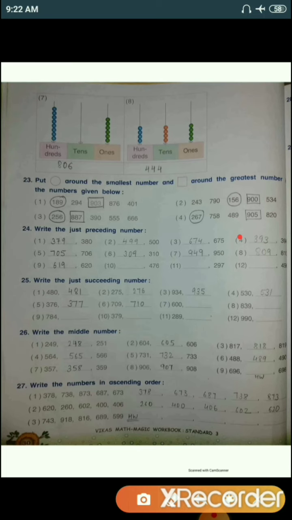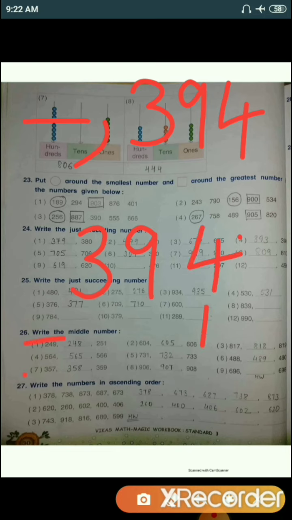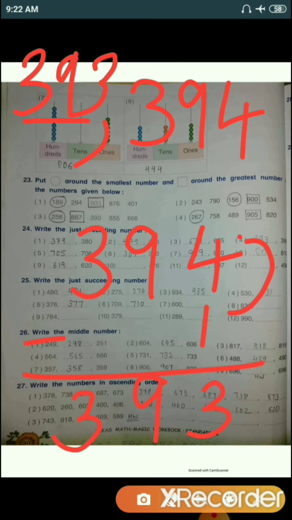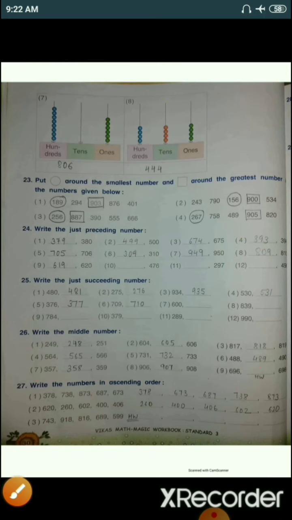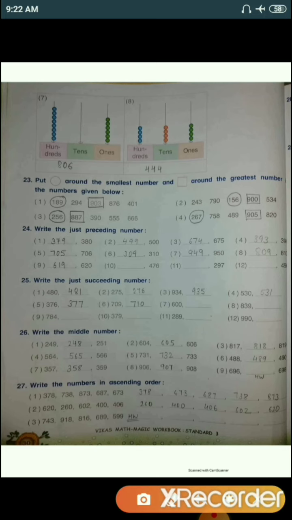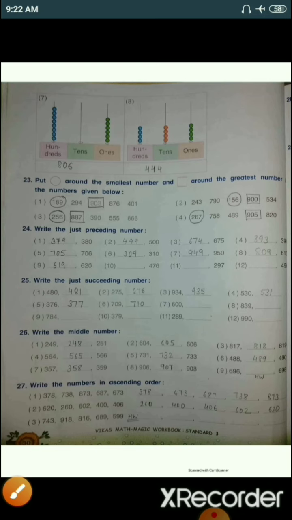Now question number 4 dash comma 394. So let's subtract 1 from this number. 4 minus 1 equals 3. 9 as it is and 3 as it is. So 393 is your preceding number. So with the help of this method you need to solve the other sums.